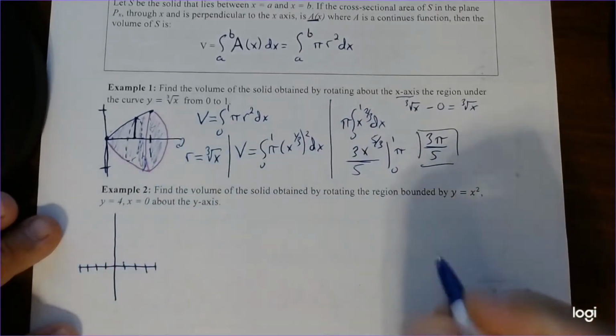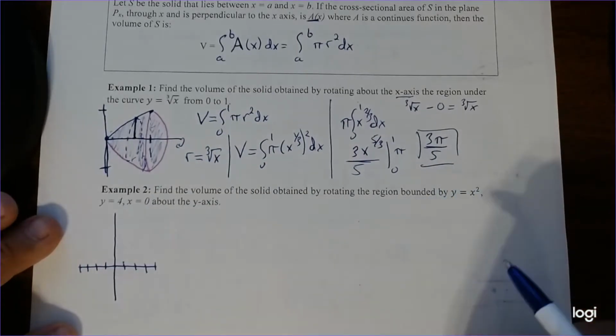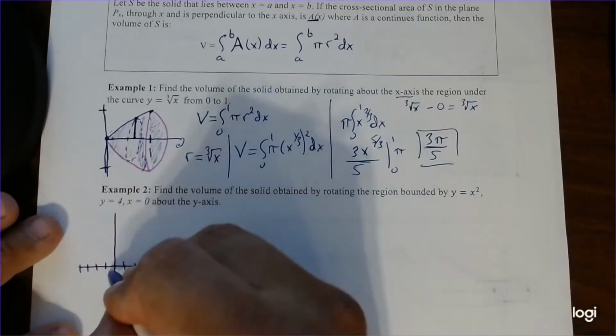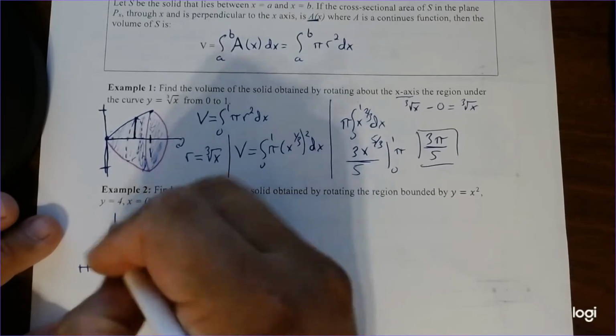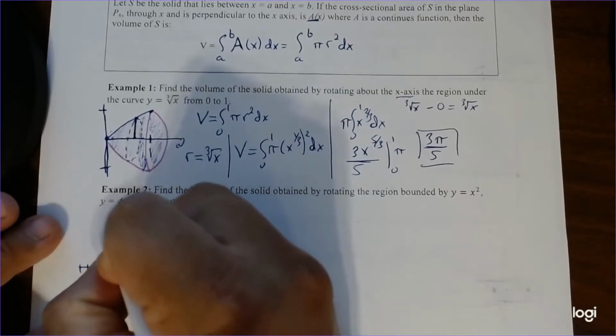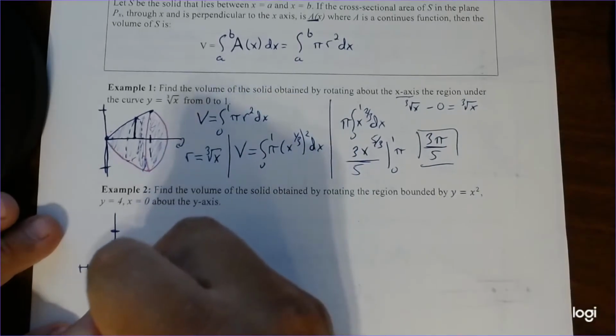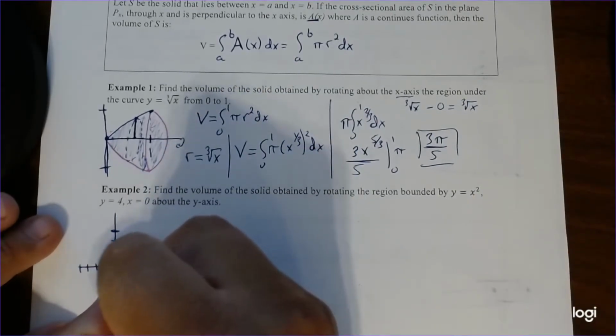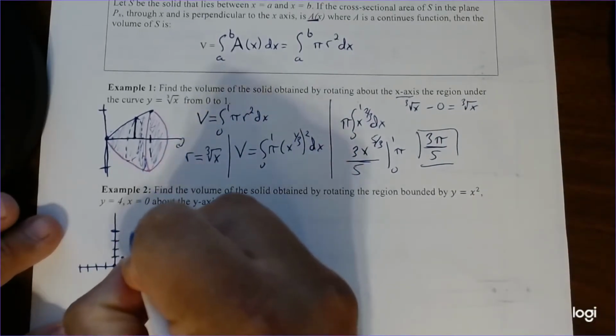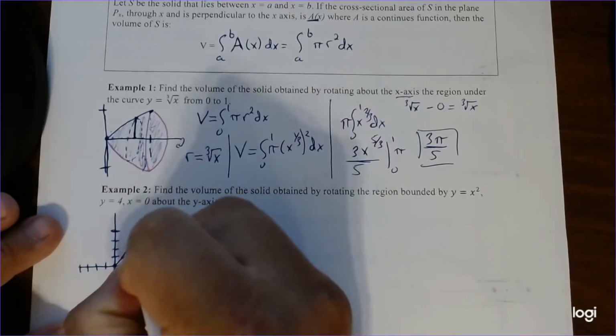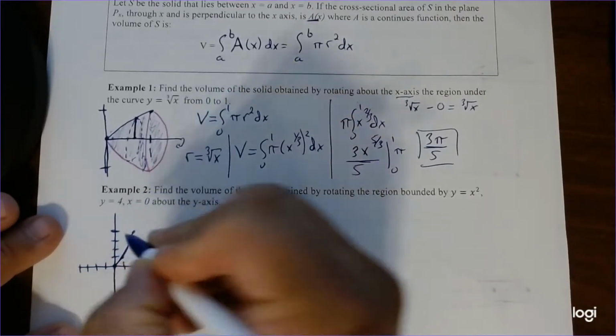So first off, let's just graph the region. We want it from x equals 0 to y equals 4. So we plug in 0, we get 0. Plug in 1, we get 1. Plug in 2, we get 4. So there's our portion.